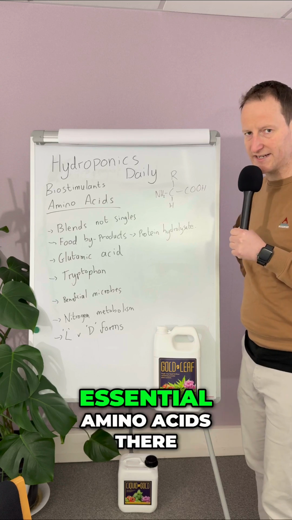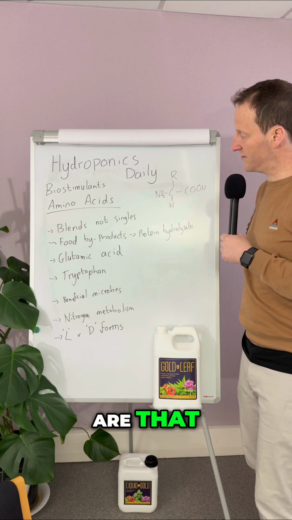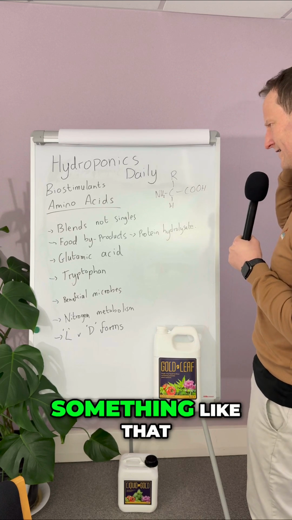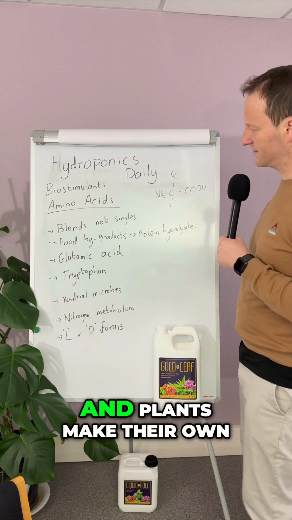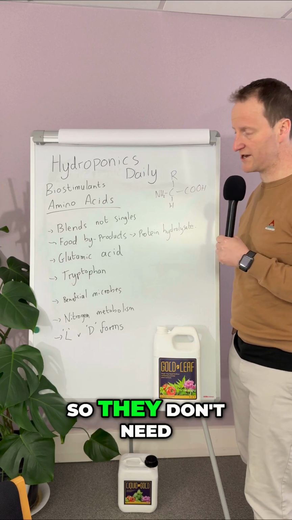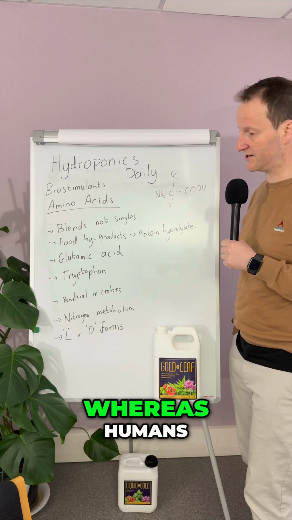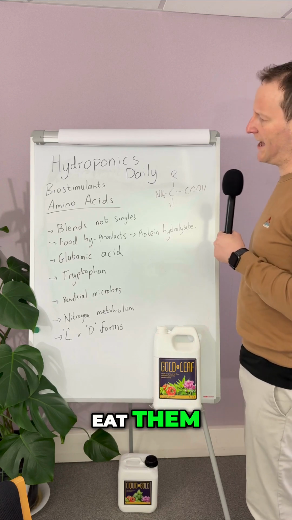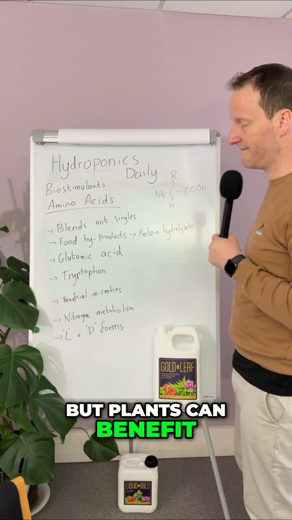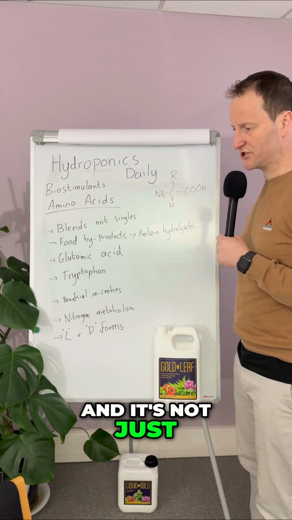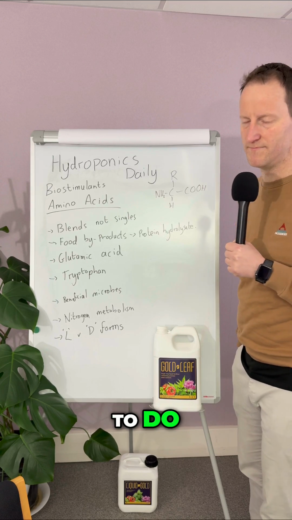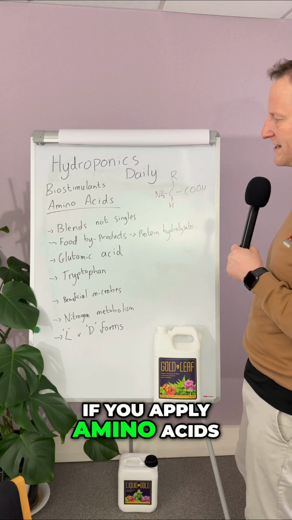I've forgotten how many essential amino acids there are that are required for human life, but it's about 24, is it? Something like that. And plants make their own, so they don't need you to apply amino acids, whereas humans do not make our own amino acids, so we need to eat them. But plants can benefit from having them applied, and it's not just that they don't need to make amino acids, you can get the plants to do different things if you apply amino acids.